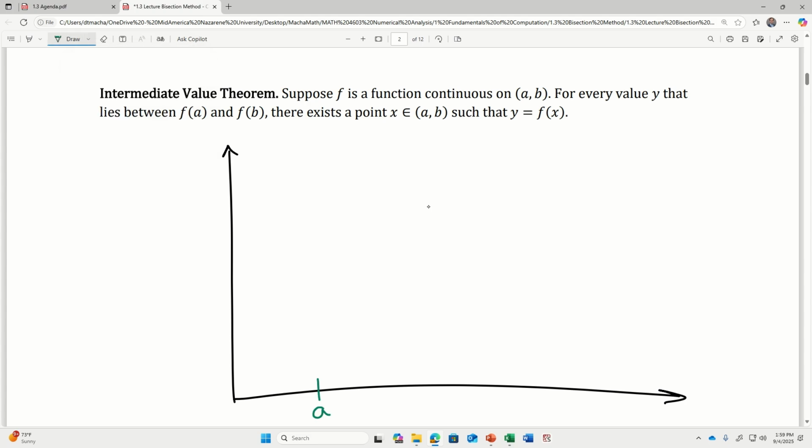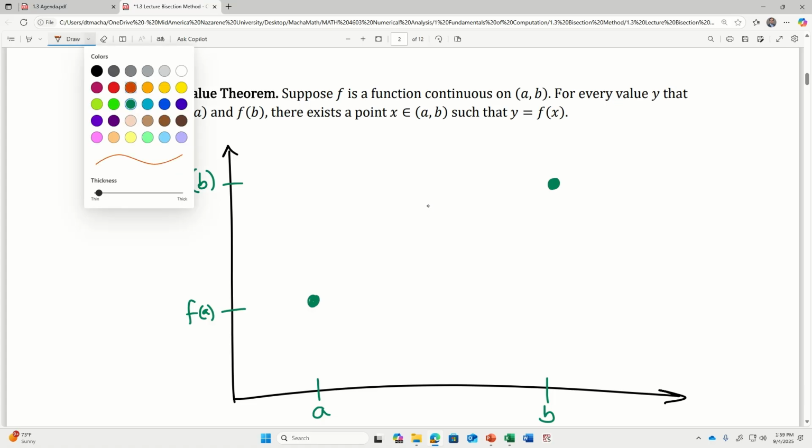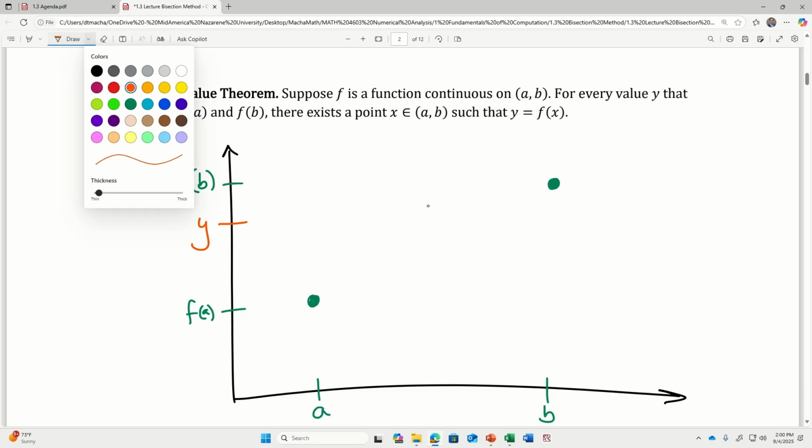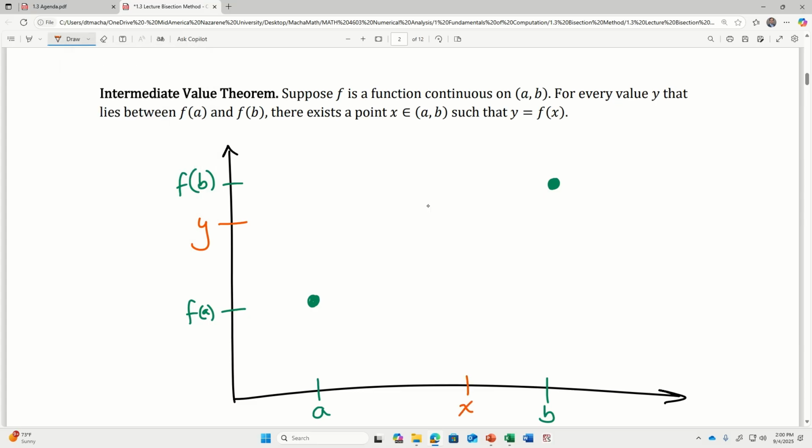So here is my picture, and this is going to be a, and this is going to be b, and there's some value of my function at a, and some value of my function at b. And what it says is you get to choose any point you want in between f of a and f of b, let's call it y, and as long as this function is continuous, then there exists some point in between a and b such that this function takes on this value.